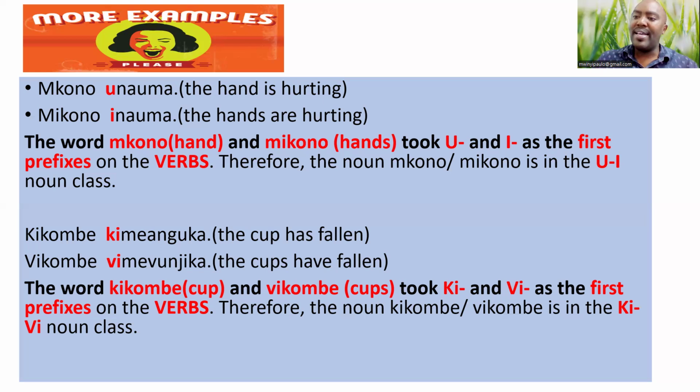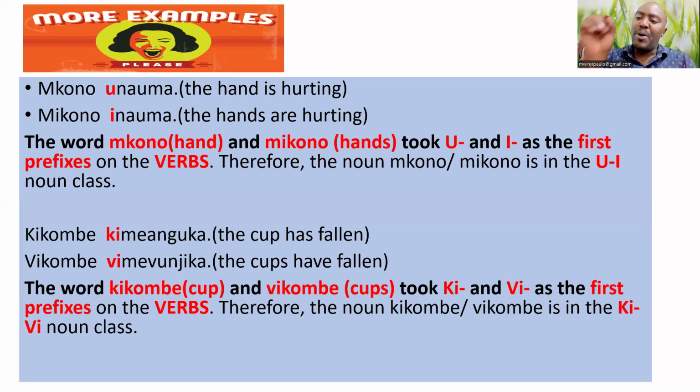Kikombe. Kikombe is a cup. I have a cup here. Hope you can see my cup. Kikombe kimeanguka. Kuanguka is to fall. So the cup has fallen. Kikombe kimeanguka. So the first prefix on the verb is ki. Then in plural, vikombe vimeanguka, meaning the cups have fallen.